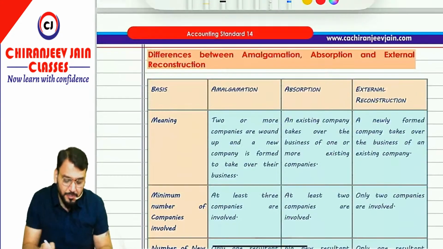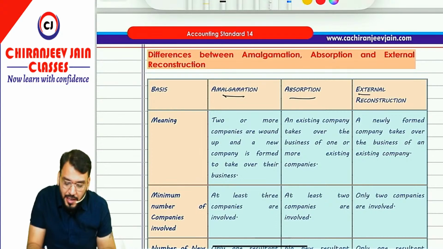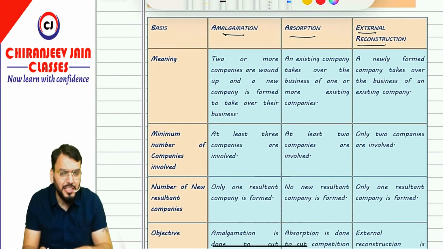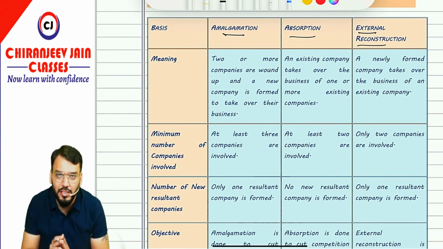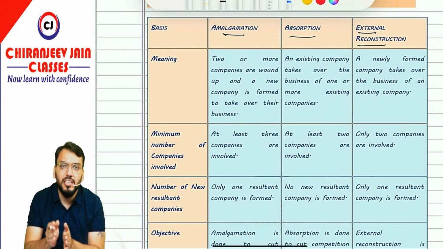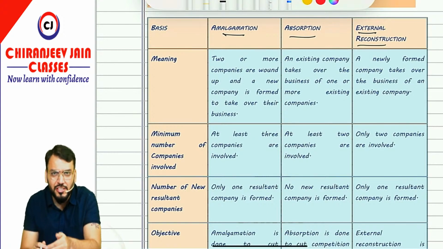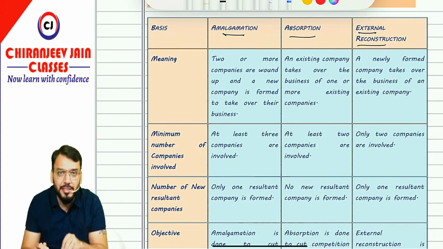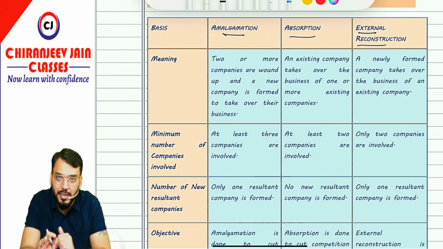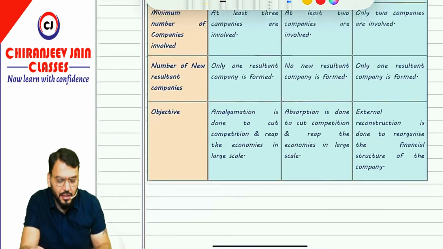So I hope you have understood the basic difference between amalgamation, absorption and external reconstruction, but these differences are not important from the exam point of view. This difference is only to understand which type the question is, amalgamation, absorption or external reconstruction. However, the accounting treatment will remain the same because the accounting treatment we need to follow is for the transferor and transferee company. Got this point? Yes sir. So this you can read.